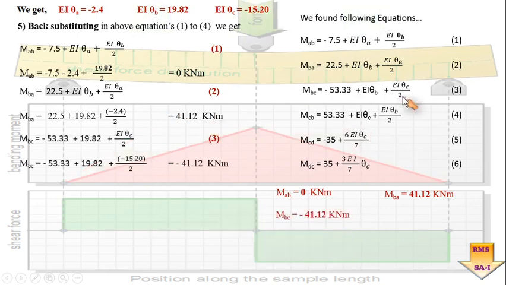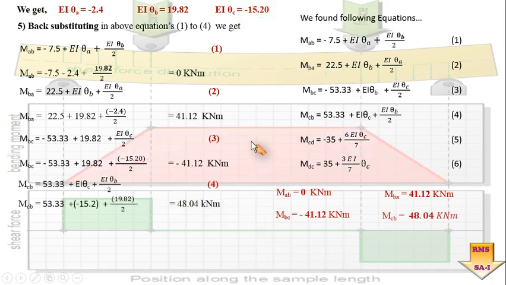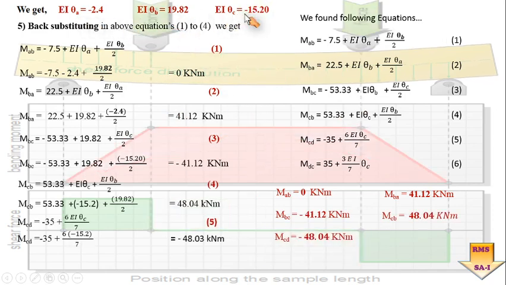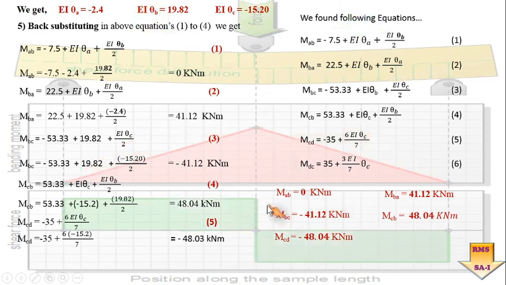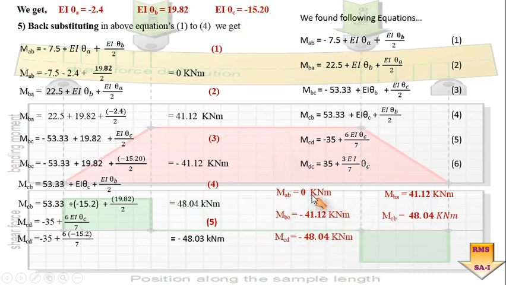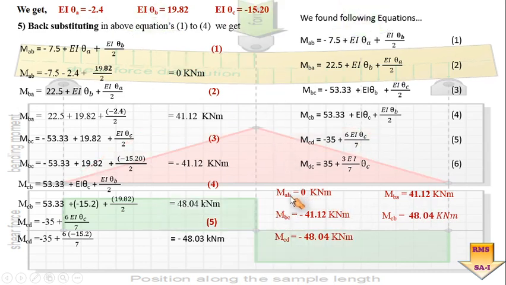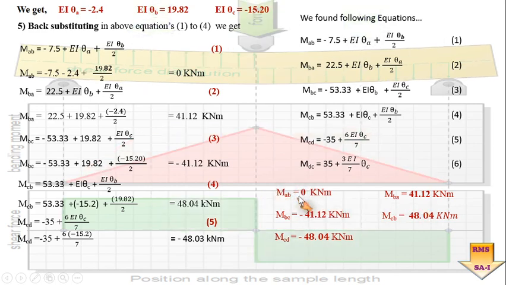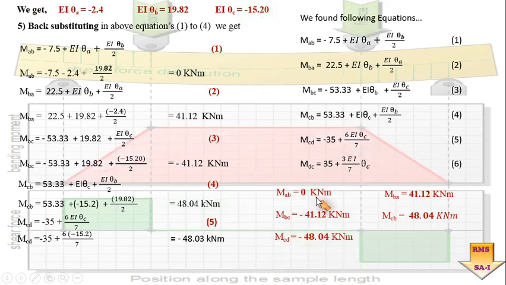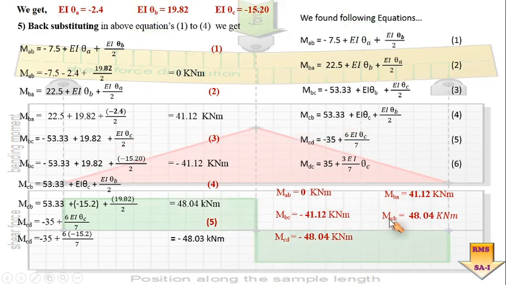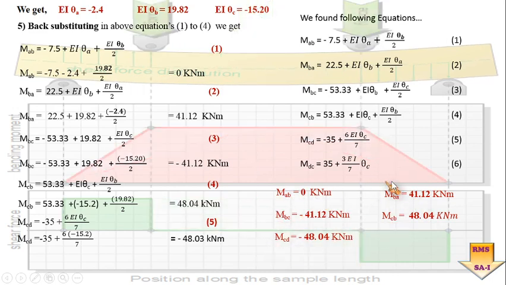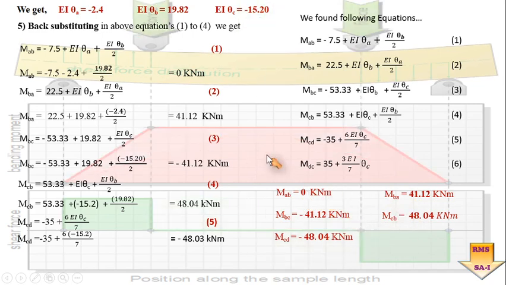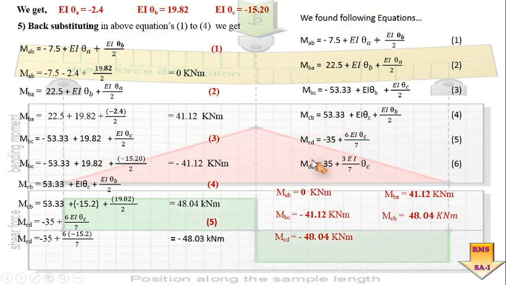On the same lines, take all individual equations and put the values of theta A, theta B and theta C, and ultimately you can see I have finally worked out the value of bending moment about point A, or we can say the final moments MAB, MBA, MBC, MCB and MCD. So this was a basic need for the analysis of this particular structure by the slope deflection method.